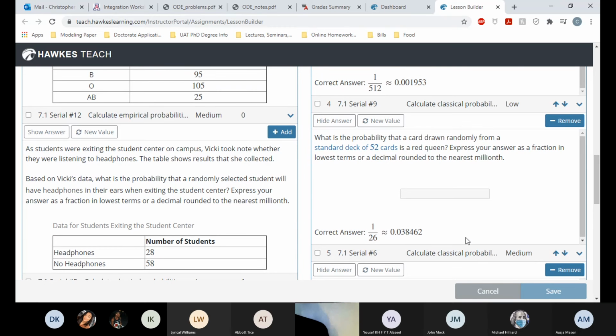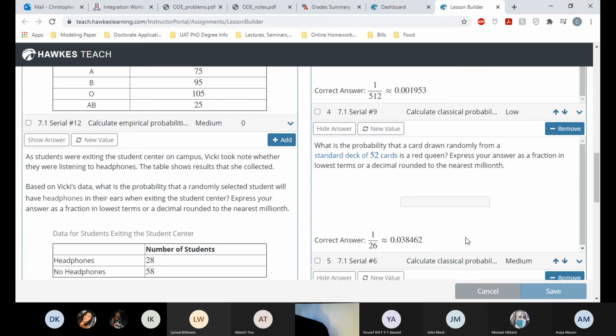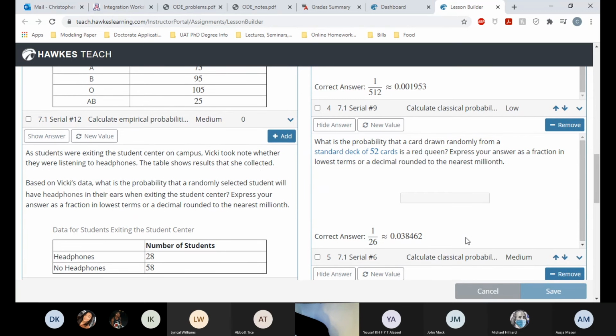All right. Let's see. We could do this one. What is the probability that a card drawn randomly from a standard deck of 52 cards is a red queen? Okay, so sample space is 52. That should be the denominator of our fraction. And then how many red queens are there? Well, we know there are 4 queens altogether, and 2 of them are red, so there are 2 red queens. So our probability is 2 over 52, which simplifies to 1 over 26.